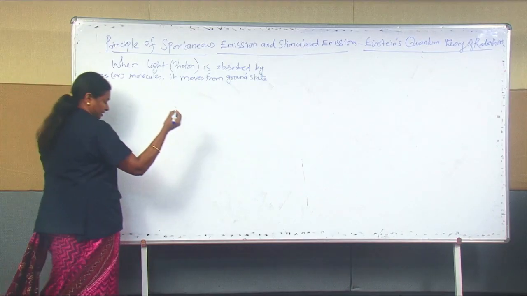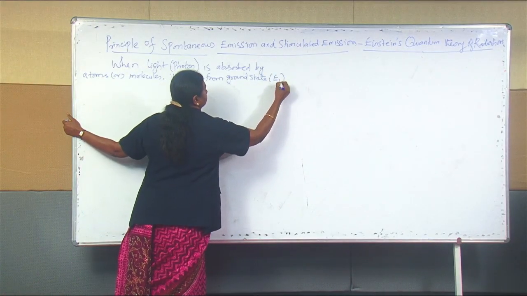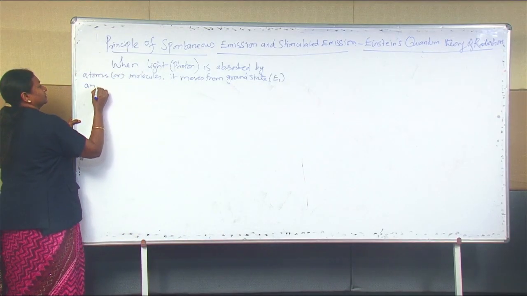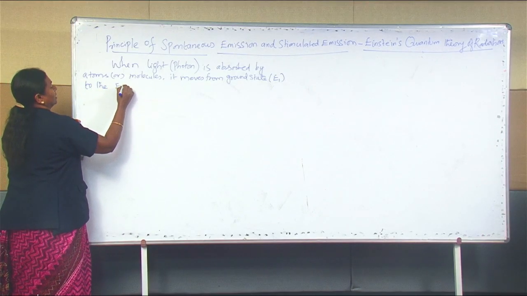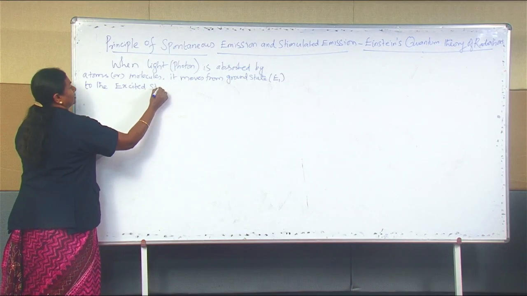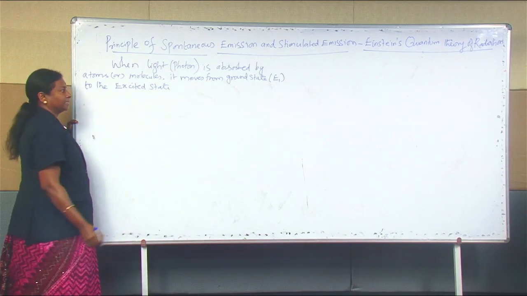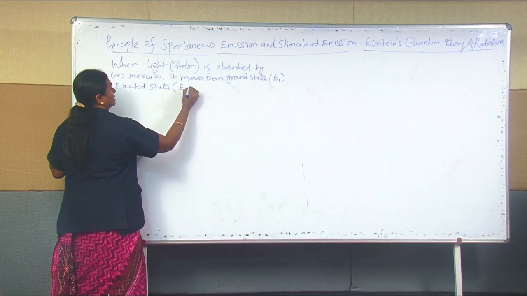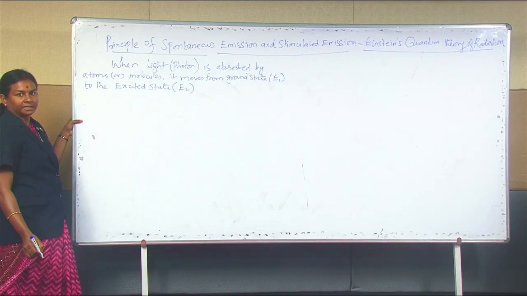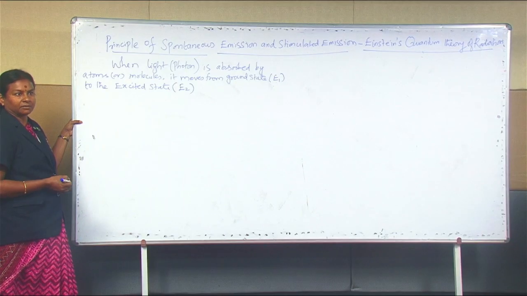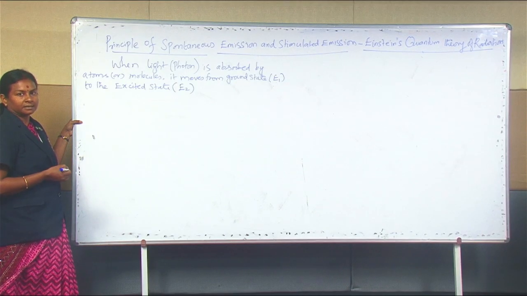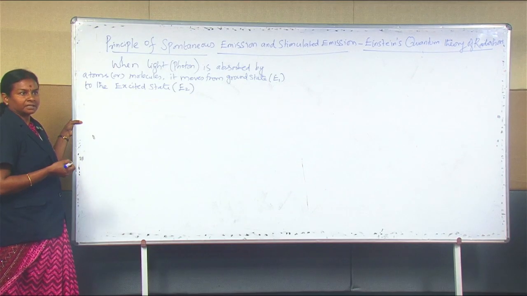The ground state is given as E1, to the excited state. The excited state can be otherwise called the higher energy state, and it can be represented by E2. So if light is absorbed by the atoms or molecules, it will automatically move from the ground state to the excited state, because initially the atoms are all in the ground state. We are giving the external inducement by inserting the photons. After the absorption, they will go to the excited state.